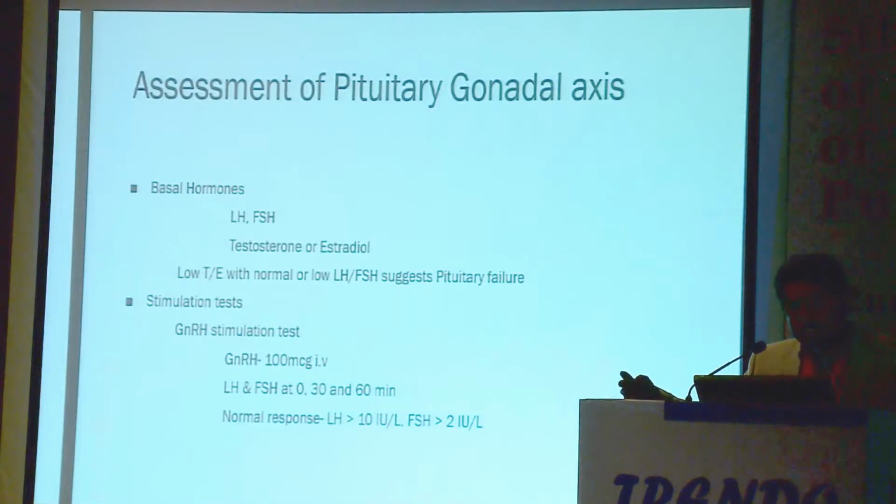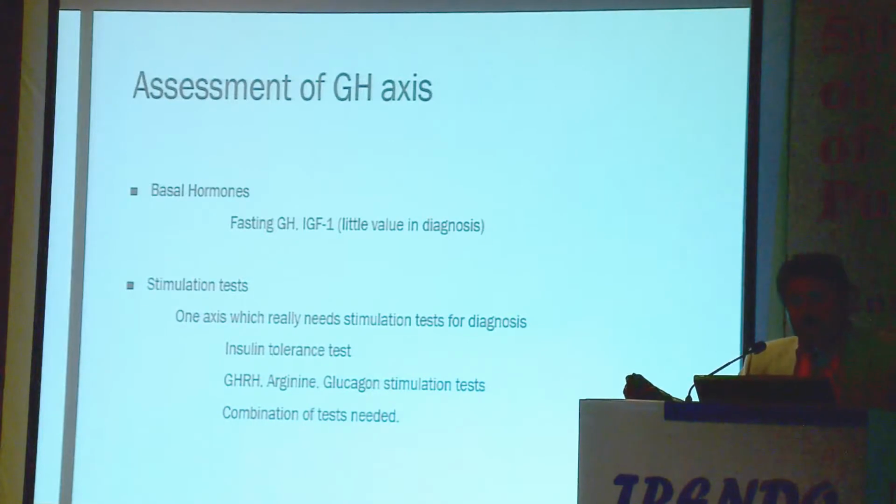And moving on to the assessment of the pituitary gonadal axis, again, here a specific stimulation test is hardly needed. We mostly rely on the basal hormone levels. A low testosterone in a male or estradiol in a female, along with low or normal LH and FSH, suggests pituitary failure. But here comes the GH axis, which is a bit tricky.